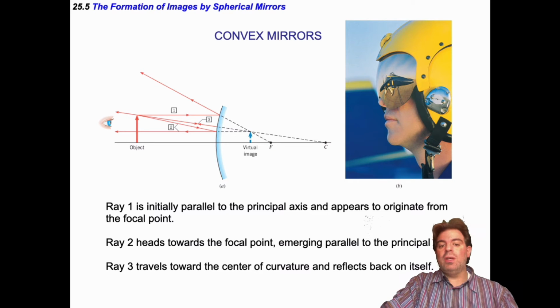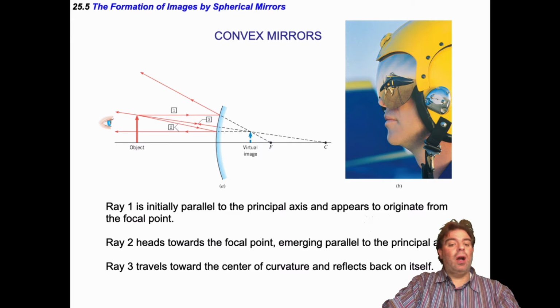Convex mirrors, we said, are the outer portion of a curved mirror. So if we place an object in front of it, what are we going to see? We're going to see the formation of a virtual image, meaning it is going to be formed on the opposite side of the mirror, and it's always going to be between the focal point and the mirror. We're going to see it to be upright, and it is always going to be smaller than the object itself.